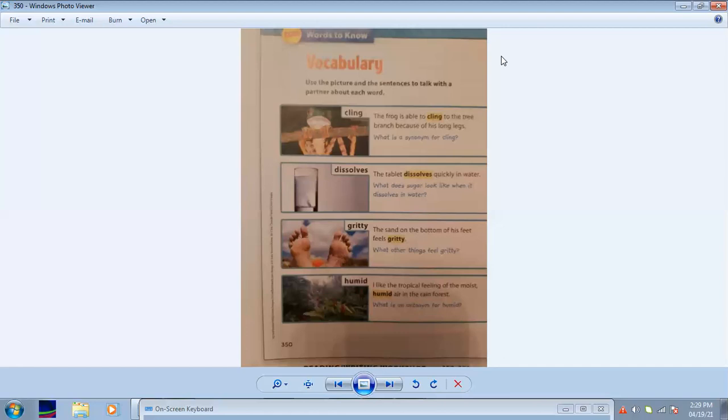Okay? Humid. I like the tropical feeling of the moist, humid air in the rainforest. Humid is when there is moisture in the air. The weather was very humid and very hot. Okay, that's when there's extra water vapor in the air. Okay, humid.